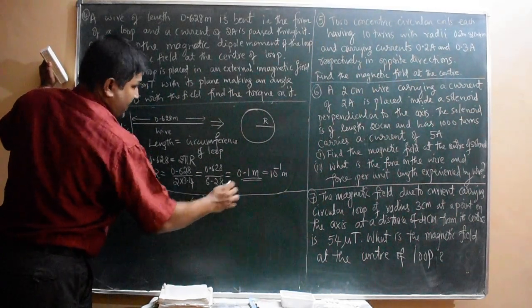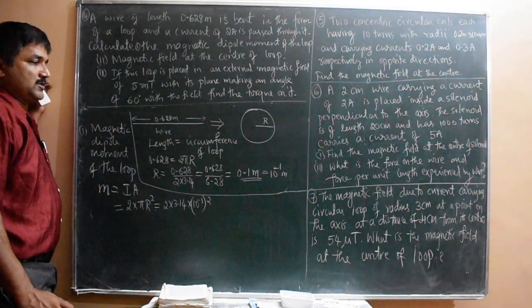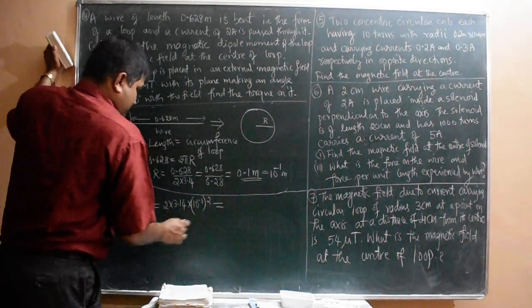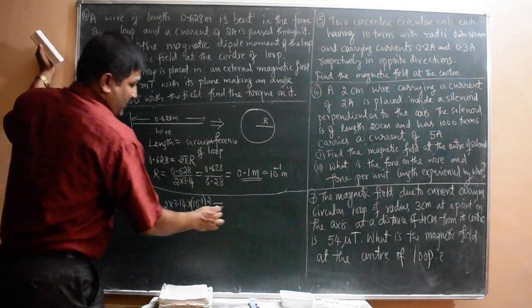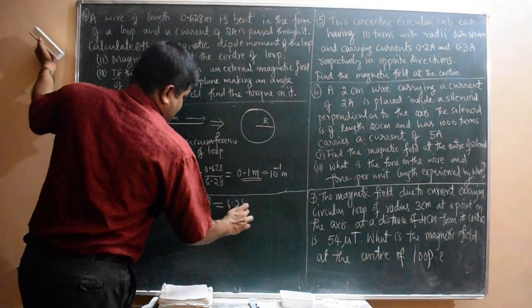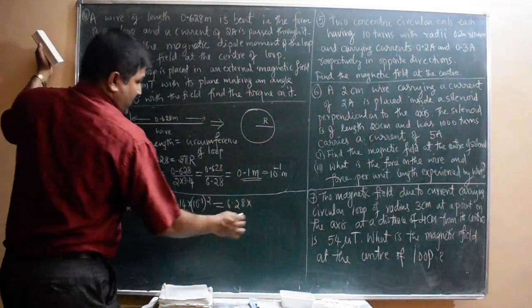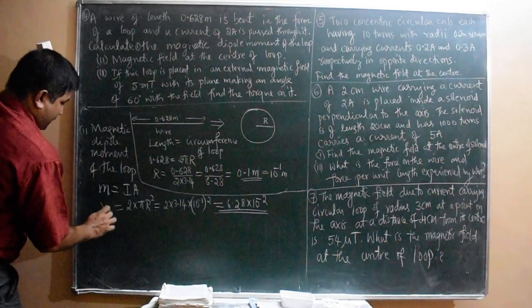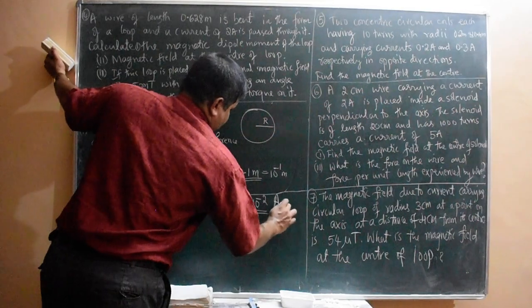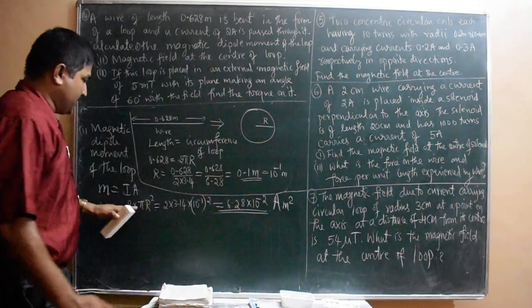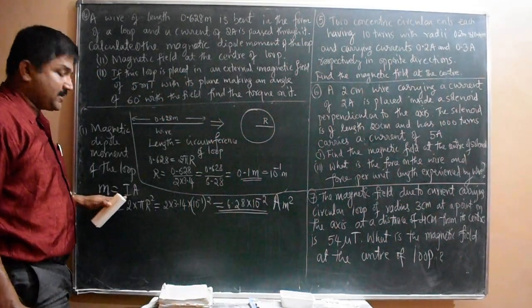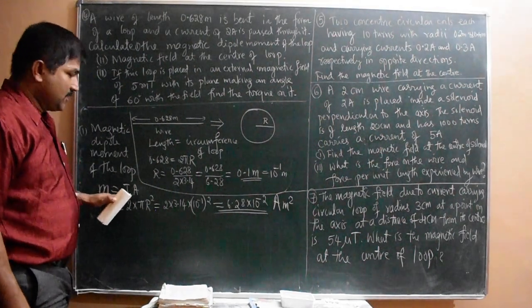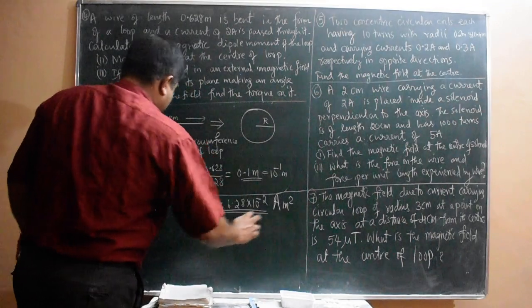So 2 into pi 3.14 into radius square, 10 power minus 1 square. Radius is 0.1 meter, so it can be written 10 power minus 1. It becomes how much? 2 into 3.14 is 6.28, into 10 power minus 2. And the unit of magnetic dipole moment M is ampere meter square. Current unit is ampere, whereas the area unit is meter square.